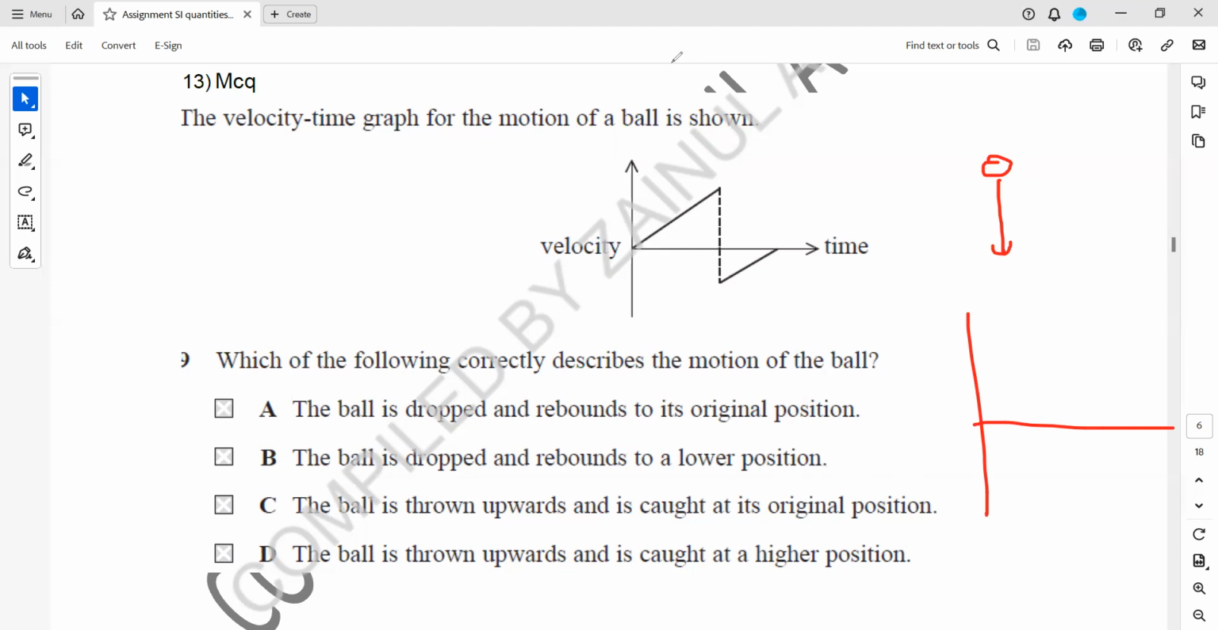Because when we drop it, its velocity is increasing. The moment it hits and rebounds, it changes direction and it changes magnitude as well. The moment it hits, the velocity will be zero and then it will rise up. So it will be maximum.